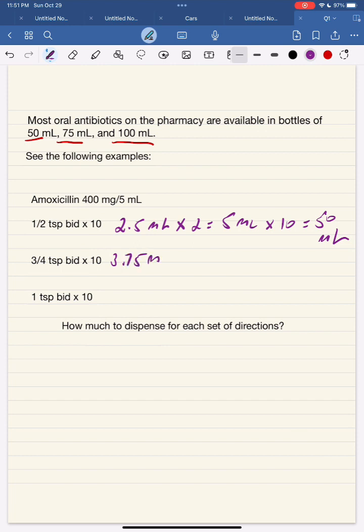3/4 teaspoon is 3.75 milliliters. BID again is twice a day. So that gives you 7.5 milliliters, times 10 is equal to 75 milliliters. So you would choose a 75 milliliter bottle.